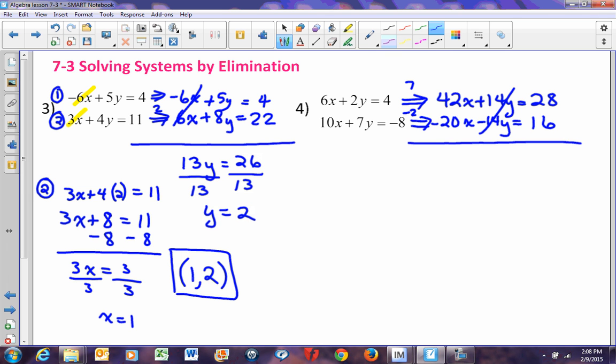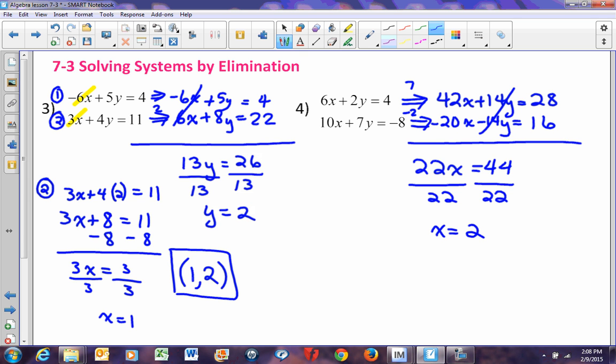So 42x minus 20x is 22x. And 28 plus 16 is 44. Divide by 22. X equals 2.